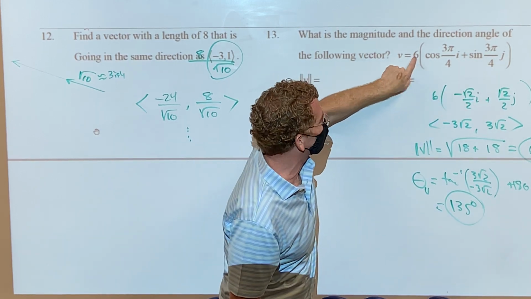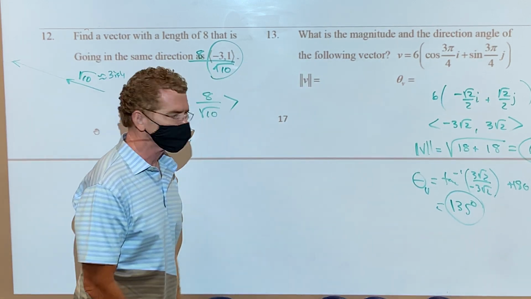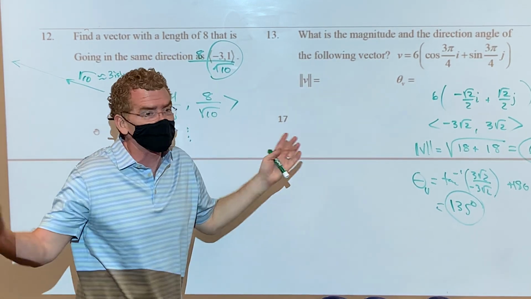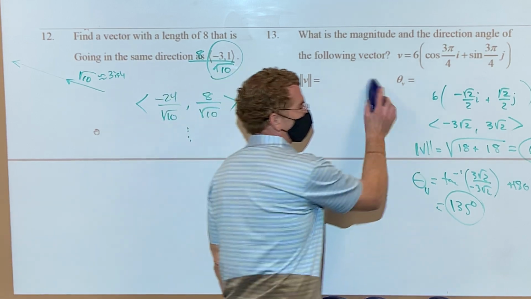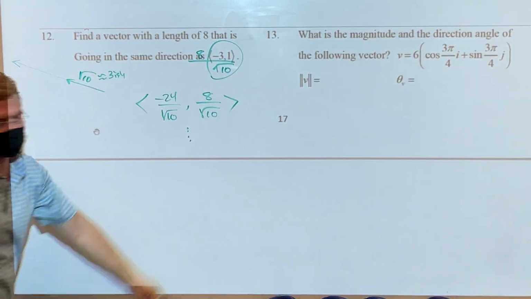So magnitude is that number, and those angles will match. That's the angle. Are y'all with me? So don't do this. If you do it and you do it right, that's fine, but you just wasted 3 or 4 minutes or whatever it takes you. All right, so make it easy on yourself on that.